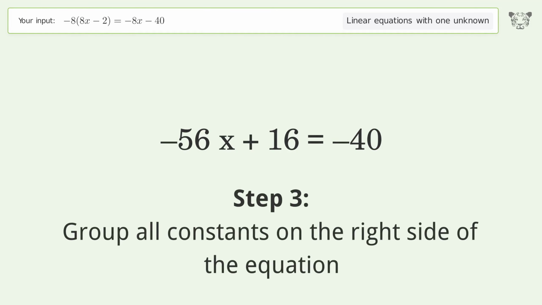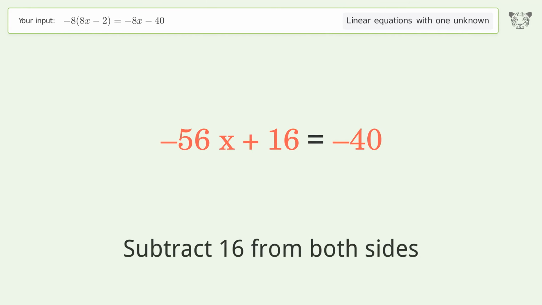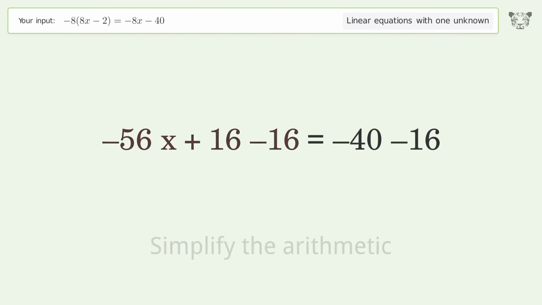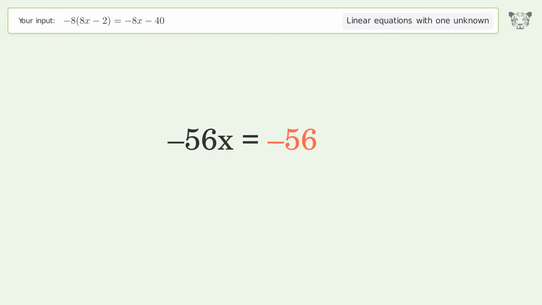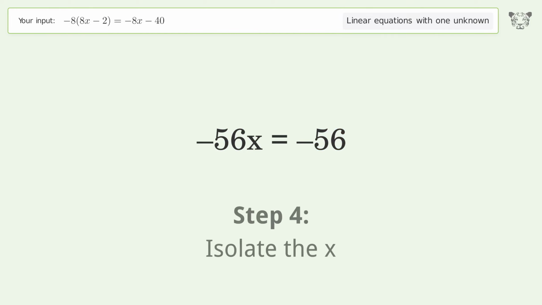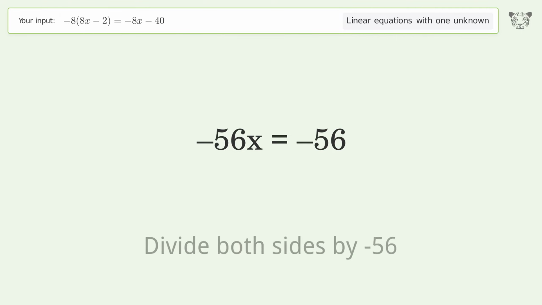Group all constants on the right side of the equation. Subtract 16 from both sides. Simplify the arithmetic. Isolate the x. Divide both sides by -56.